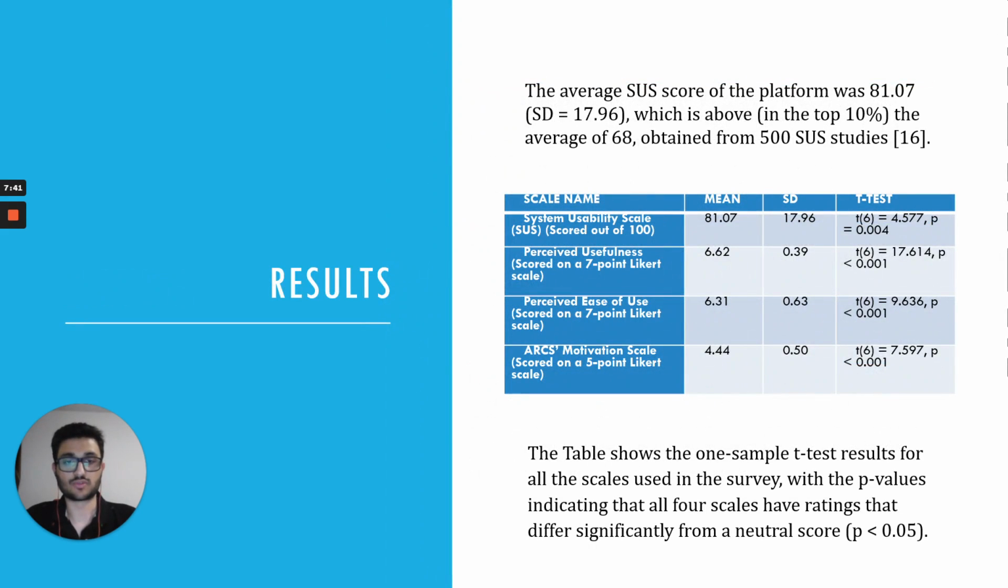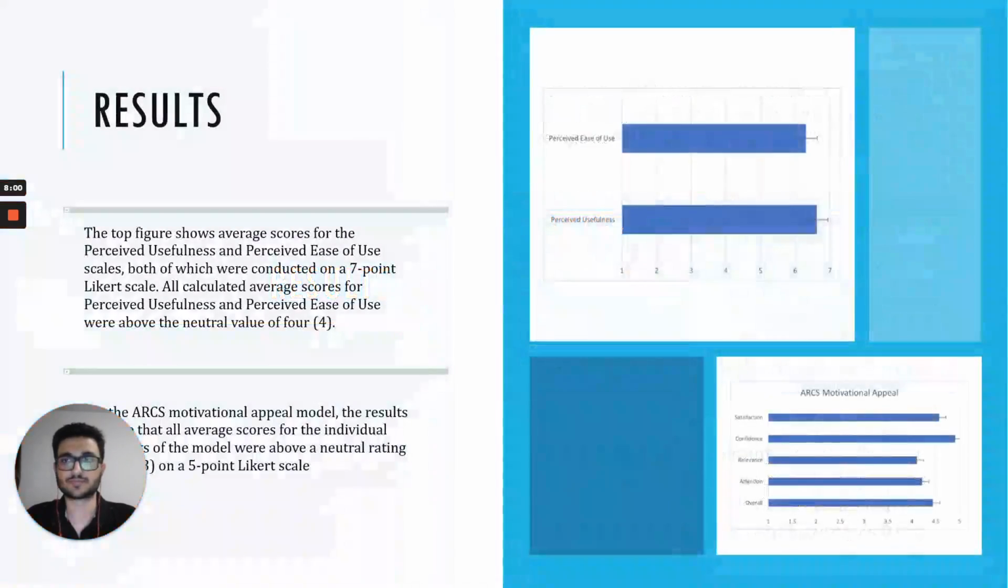This table shows one sample t-test results for all the scales used in the survey, with the p-values indicating that all 4 scales have ratings that differ significantly from a neutral score. The average SUS score of the platform was 81.07, which is above the average of 68 and is in the top 10% of system usability scale studies.